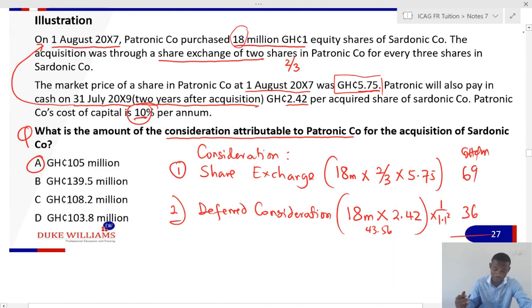So straight away, this is how we're going to be looking, and this is an adjustment that we would be making in a full question, and it's important we understand the details from this perspective. Let's move on.